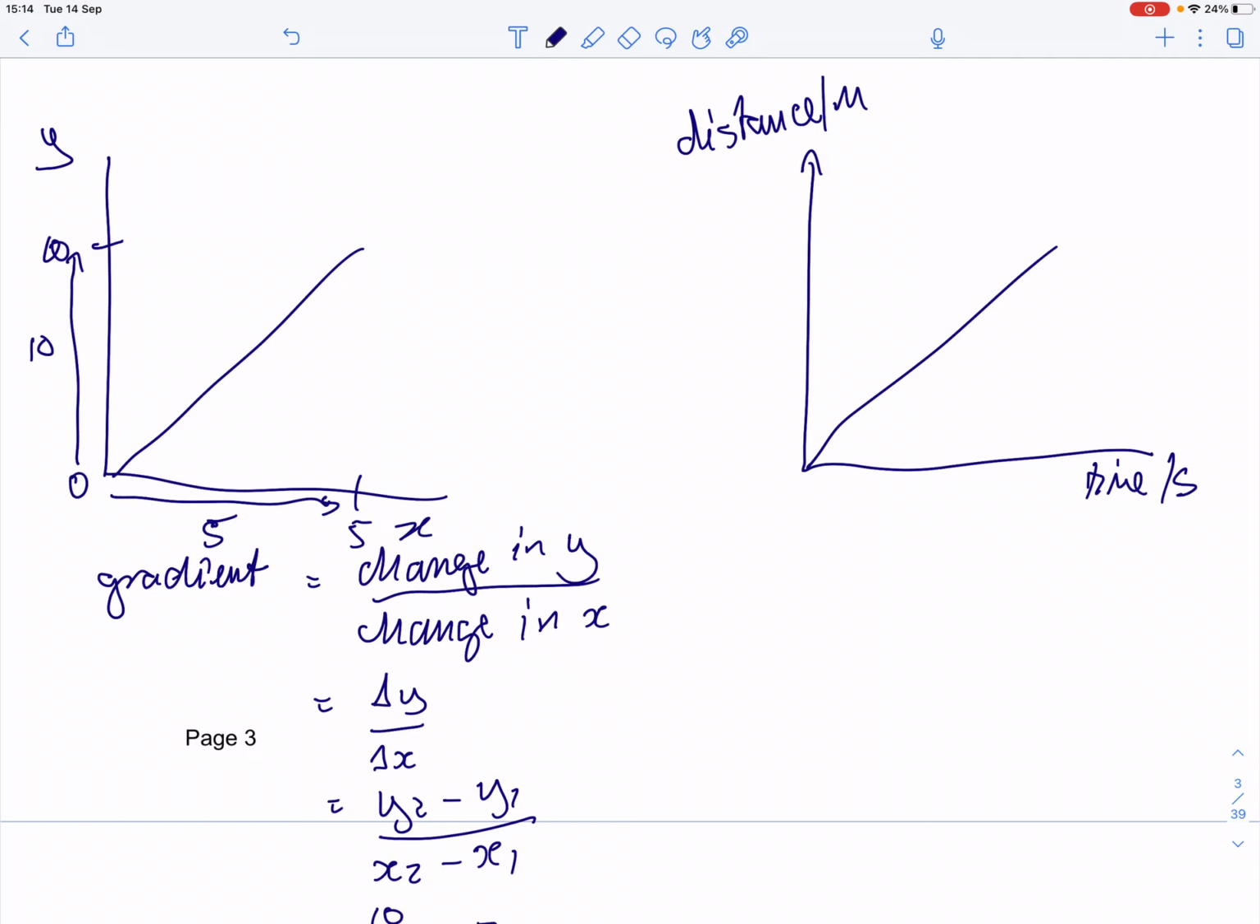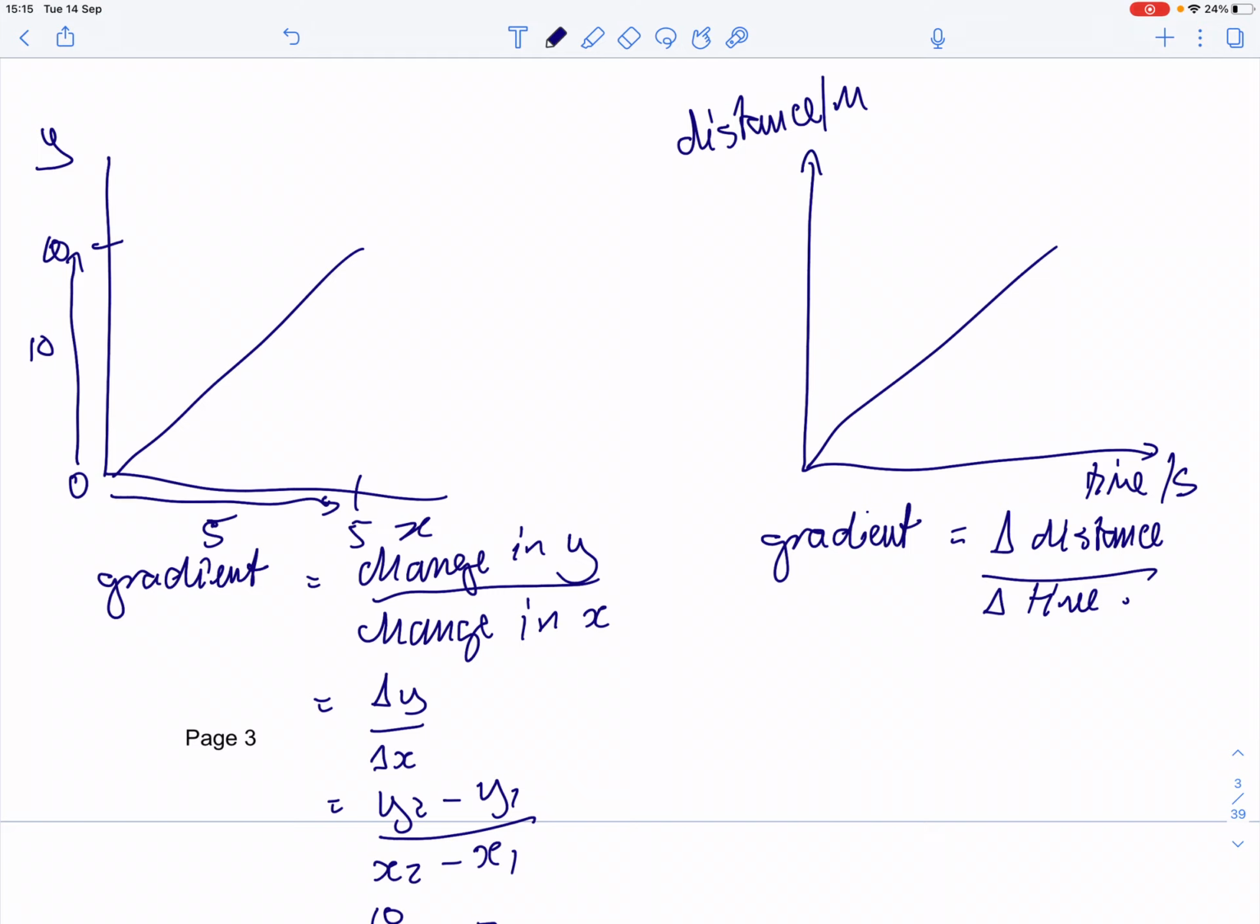The y variable is distance and the x variable is time. So here, the gradient, which is the change in the y divided by the change in the x, because distance is y and time is x, we have the change, well, let's just write delta, because it means the same thing but it's shorter. The change in the distance divided by the change in the time. And now look what we've got: distance over time being equal to the gradient.